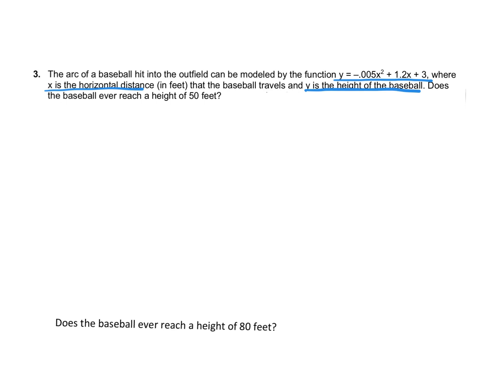So let's take the equation that was given. The y is equal to negative 0.005x squared plus 1.2x plus 3. And now it wants to know the height of 50 feet. Now remember, we said that the y is the height of the baseball, all right? So we're going to plug in for y. We're going to plug in the 50. So I'm just going to erase this so I don't have to write it again. And I'm just going to plug in the 50 right here.